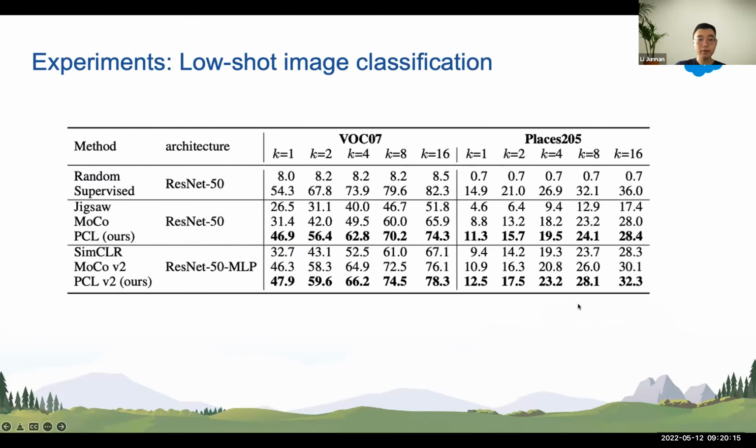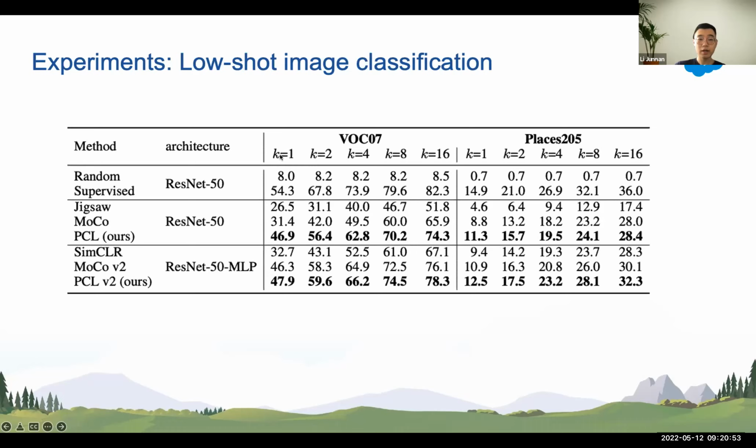So here is the experiment. How people evaluate self-supervised learning is by transferring the model to different downstream tasks. For example, here we transfer it to the VOC dataset and the Places dataset, which are object and scene recognition datasets. And we freeze the pre-trained model. So we pre-train this model on ImageNet first using unlabeled images, and then we freeze the entire model. And we only train an SVM, a linear classifier, on top of the frozen features.